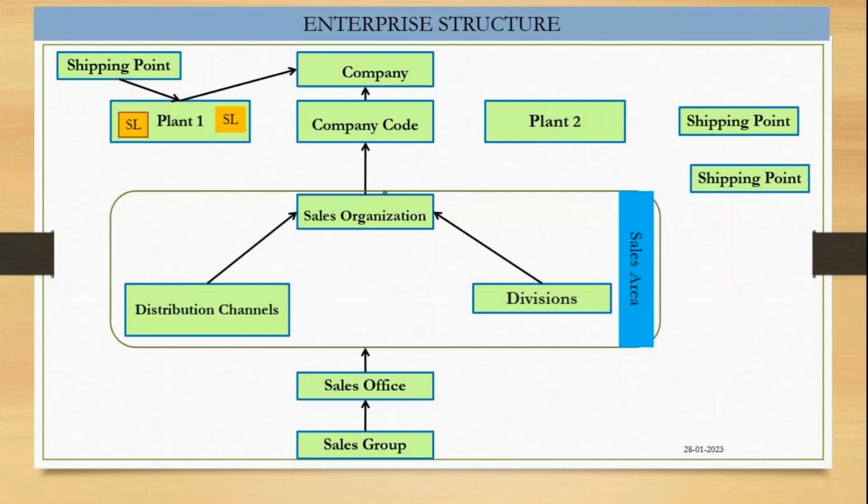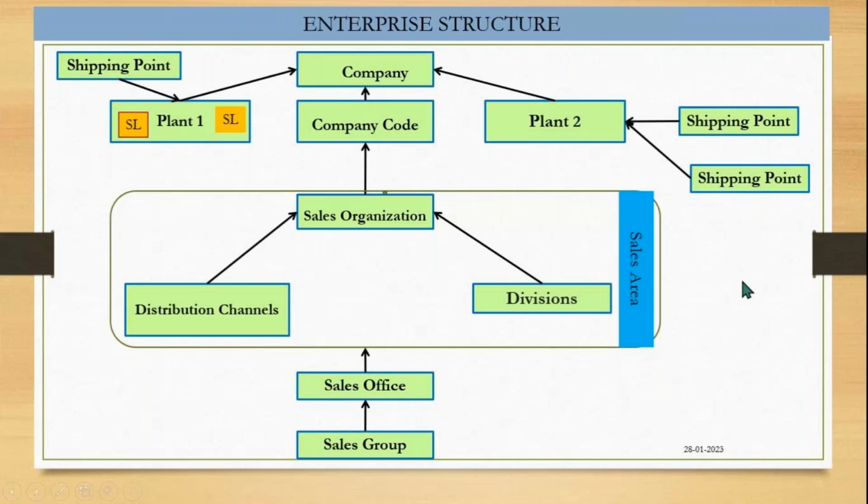And see, this is wrong. Maybe with the adjustment it has come like that. The plant must be assigned to company code. I'll make this correction. So plant must be assigned to the company code only, not to the company. Similarly, this plant may have multiple shipping points. Here in the example, I have taken one shipping point for the plant, but one plant can have multiple shipping points as per the need.